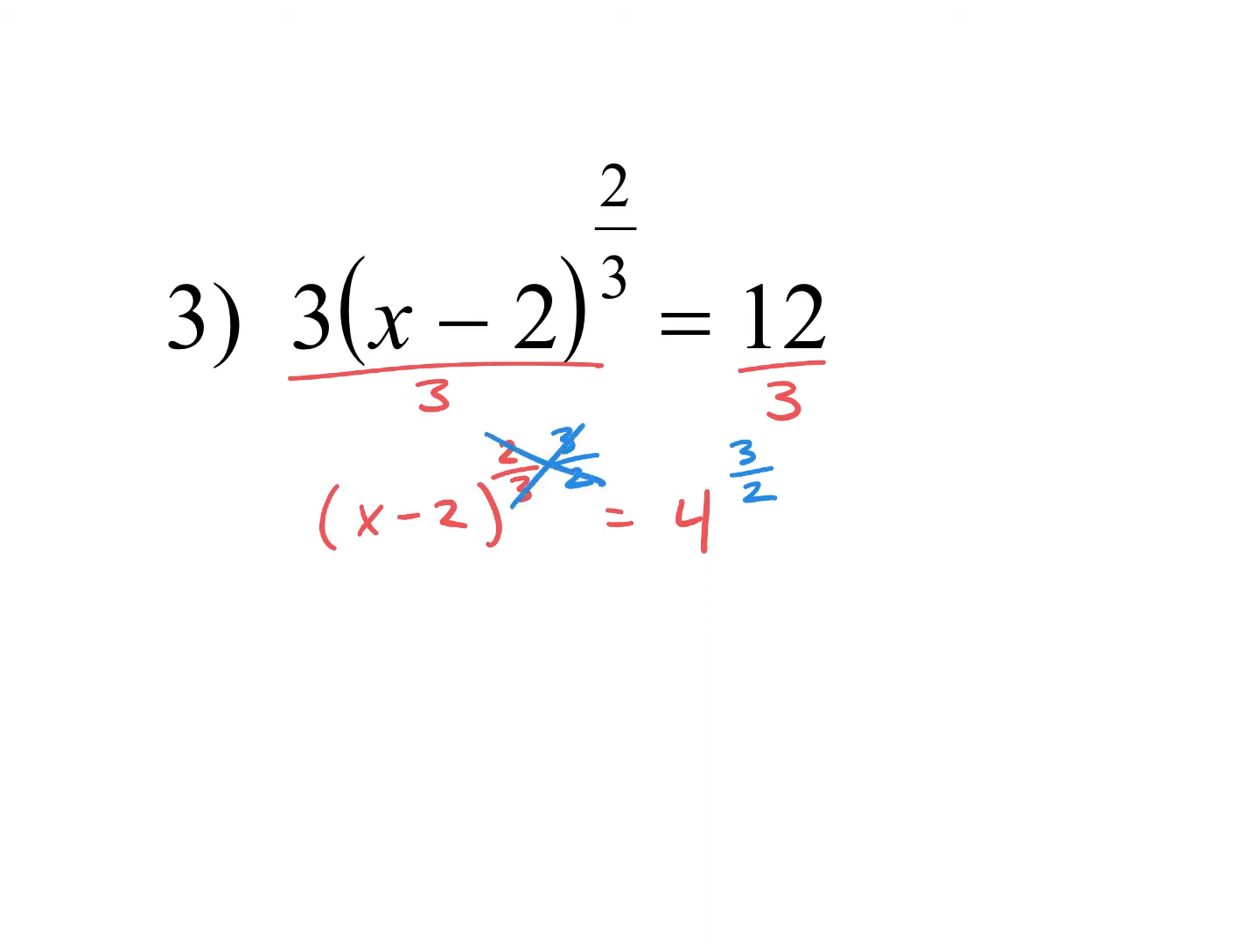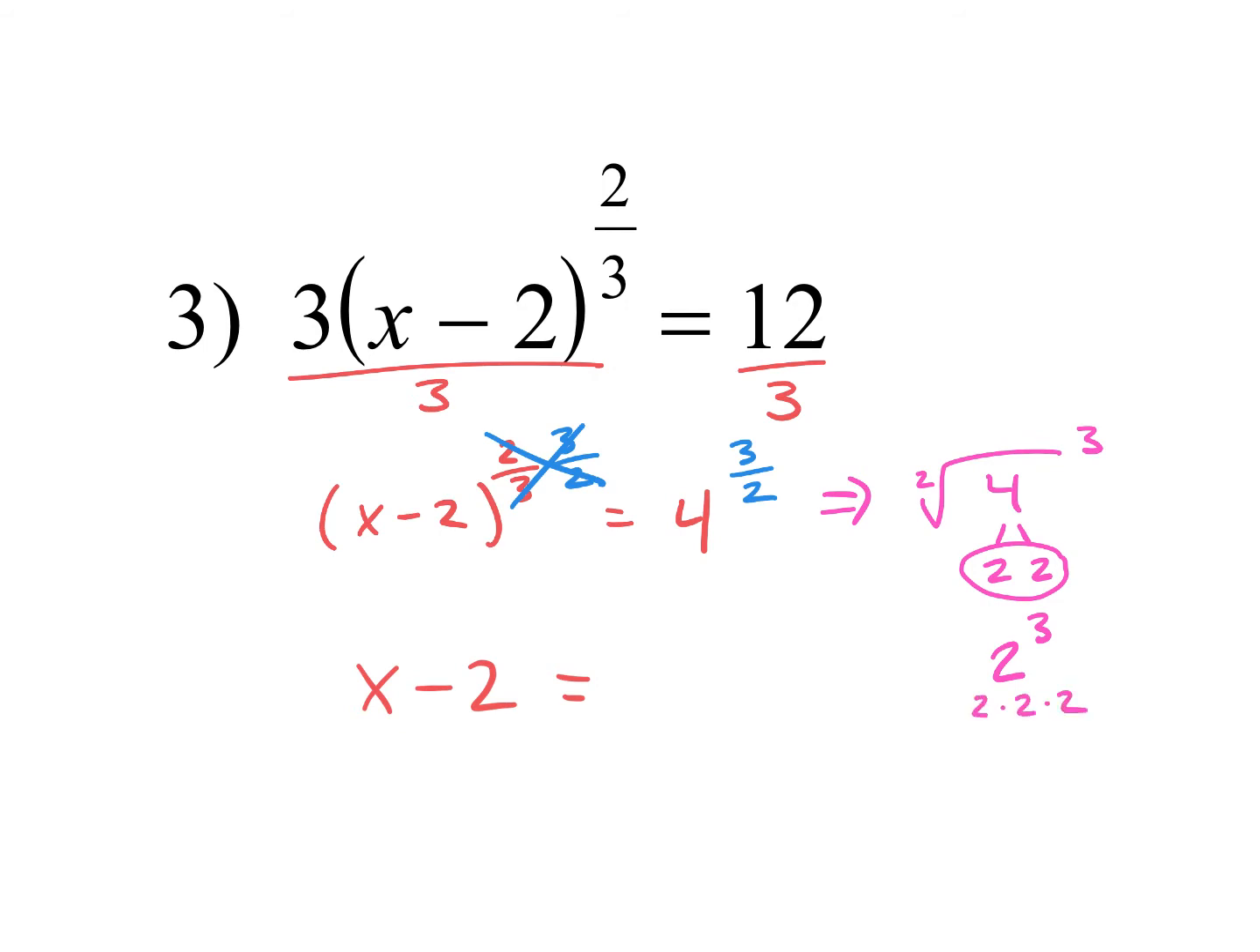It cancels. So then we just have x minus 2 on the left, and on the right we need to figure out what 4 to the power of 3 over 2 is. What's our index here? 2. So we have the square root of 4 to the third power. What are 2 factors of 4? 2 and 2. So we would circle our group of 2, take that out. So 2 to the third power is what? 8. 2 times 2 times 2 is 8.